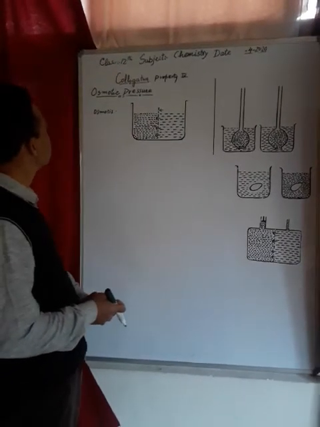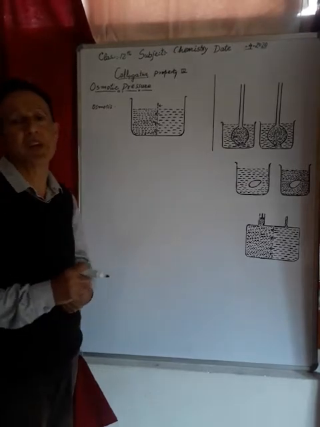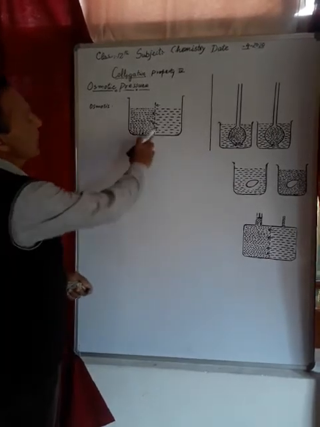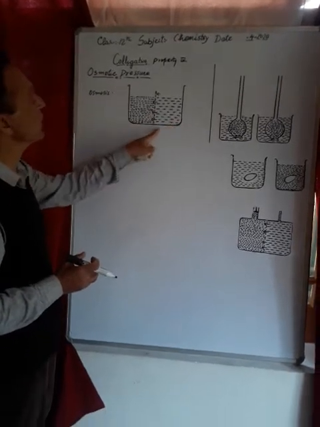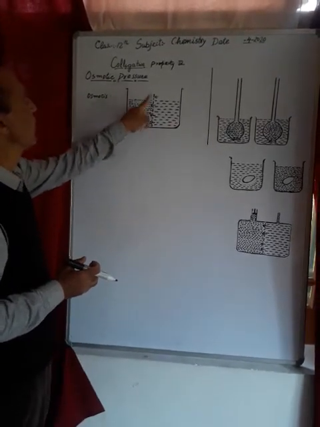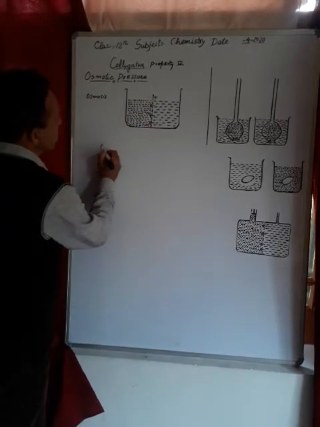For the explanation of osmosis, we will perform a simple experiment. We will take a beaker and divide this beaker by a semi-permeable membrane. What is a semi-permeable membrane?